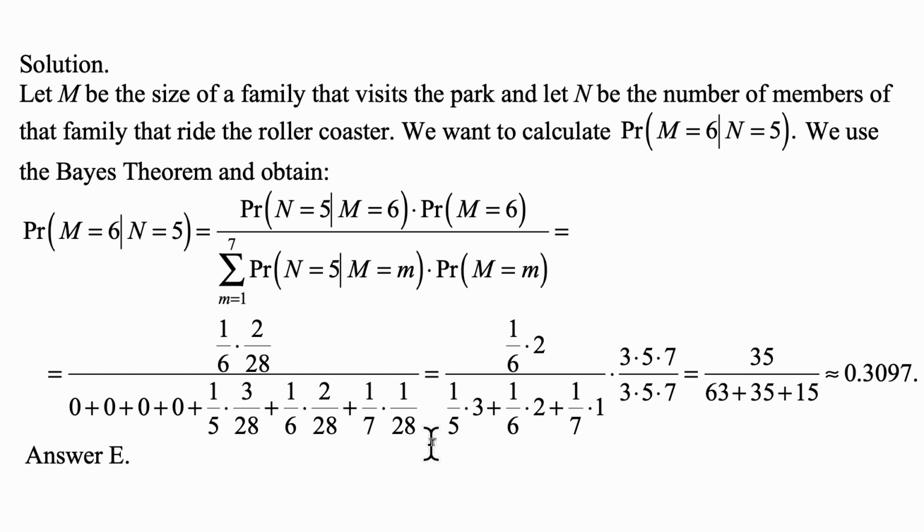What is the common denominator, I'm sorry, common multiple, the lowest common multiple of 3, 5, and 7? It's 3 times 5 times 7. If we multiply the top and the bottom by it, we'll get rid of all the fractions. So that's what we do. Multiply the top and bottom by 3 times 5 times 7. And this whole thing becomes 35 over 63 plus 35 plus 15. And then we just calculate it to be approximately 0.3097, which is answer E.